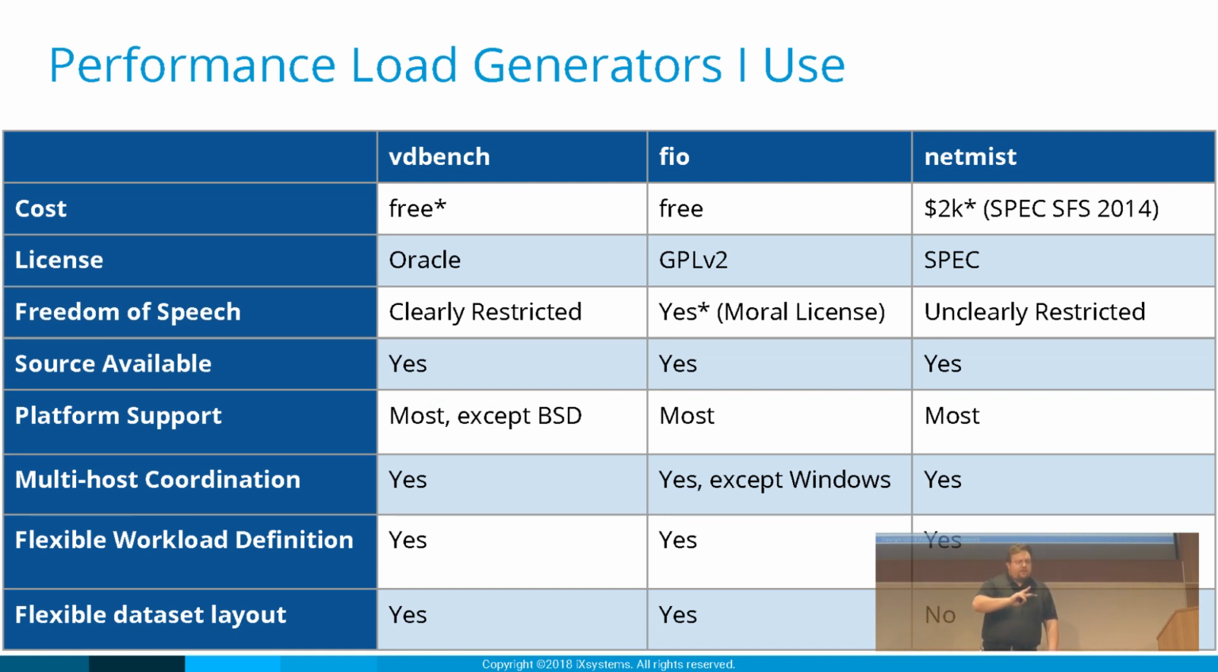There are two things you also want to consider. How flexible is the workload definition? Luckily, with all three of these tools you can define a very complex or a very simple workload fairly easily. But as far as your data set layout, so what does your data actually look like on the disk, with VDbench and FIO you can pretty much do whatever you'd like. NetMist is meant to work in SFS, which has particular ways of running, so it's a little bit less flexible with the data set layout.